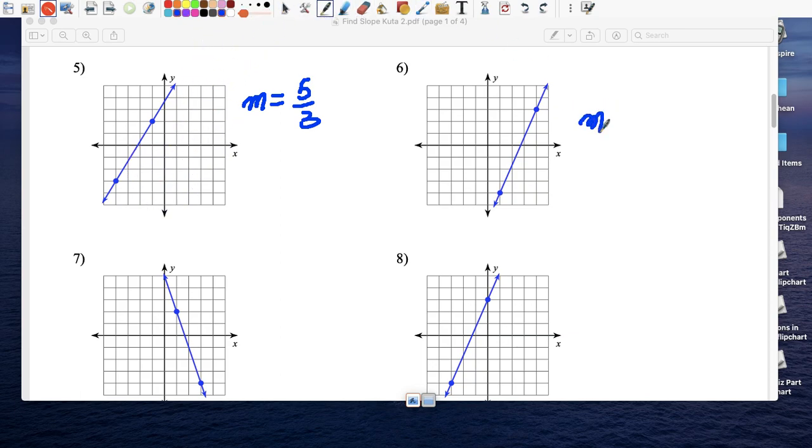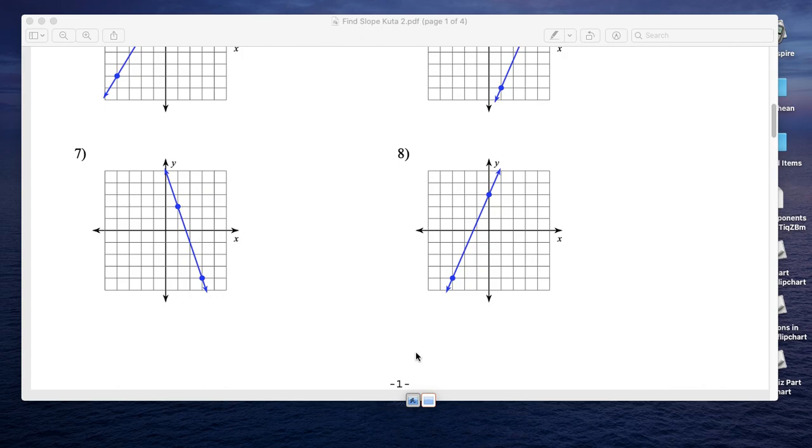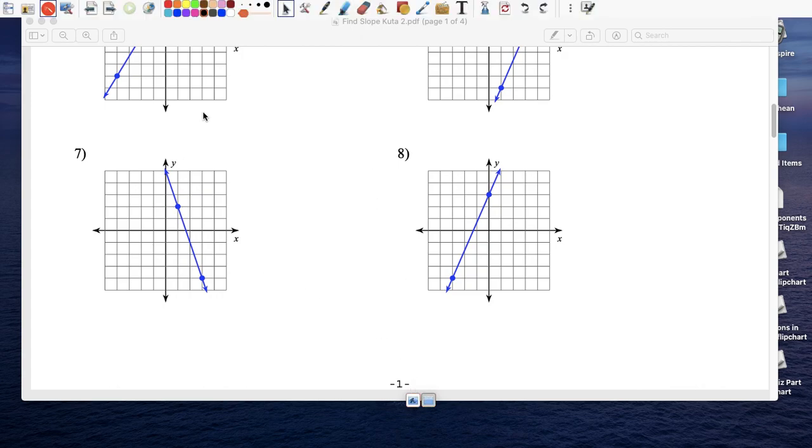This one, again, is a positive slope. Changing y values, 1, 2, 3, 4, 5, 6, 7. Changing x values, 1, 2, 3. 7 over 3. Don't change it to a decimal. Leave it as a fraction, because as a fraction, you can do that little trick of just counting squares up and down.